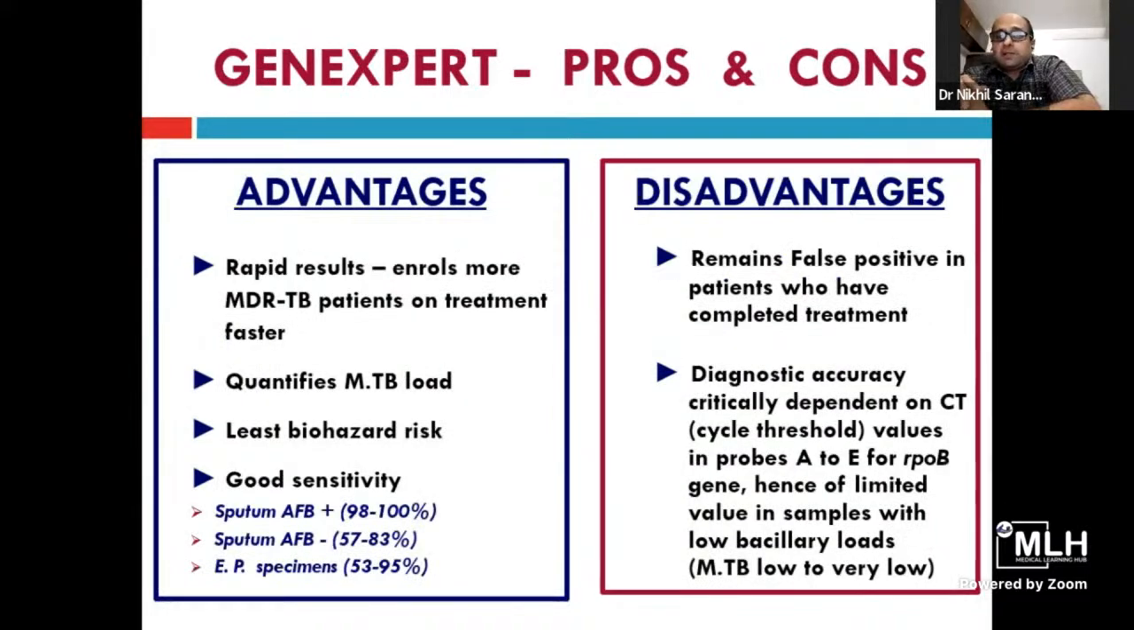You see, the advantages of GeneXpert are that it will give you a diagnosis of RIF resistance, which is a surrogate marker for MDR-TB. It will quantify your Mycobacterium tuberculosis load as very high, high, intermediate, or low. It has the least biohazard risk of all the genotypic tests, and it has good sensitivity for smear positive, smear negative, as well as extrapulmonary samples. But the disadvantages are, being a genotypic test, it remains false positive in patients who have completed treatment, and the diagnostic accuracy is critically dependent on cycle threshold values for the rpoB gene, which means that when the load is detected as very low or low, the test is not that reliable. Next.